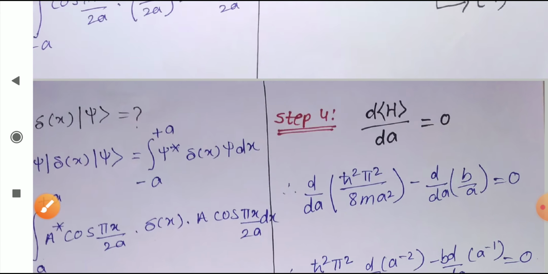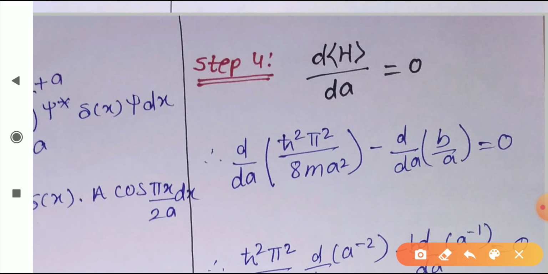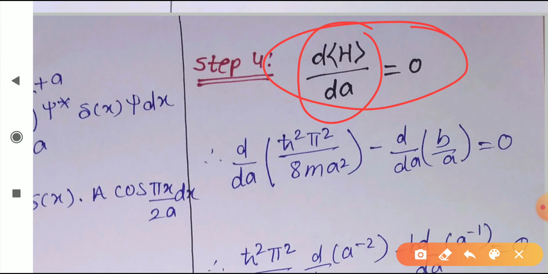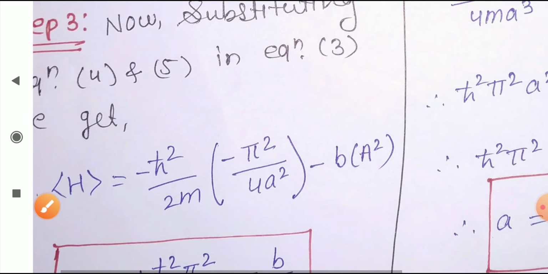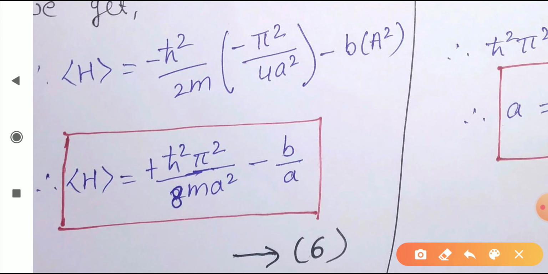Now step number 4. We have to take the derivative of the expectation value of H, that is the value that we have got, and we will set it equal to 0. This we have to remember to get the variational parameter value. So the first term, that is this term, now we will separate this. We have to take the derivative of this, which equals 0, as we have set.